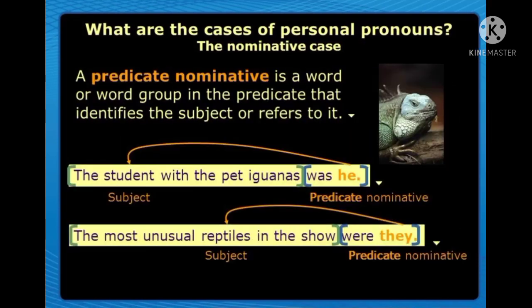A predicate nominative is a word or word group in the predicate that identifies the subject or refers to it. Examples: The student with the pet iguanas was he. The most unusual reptiles in the show were they.